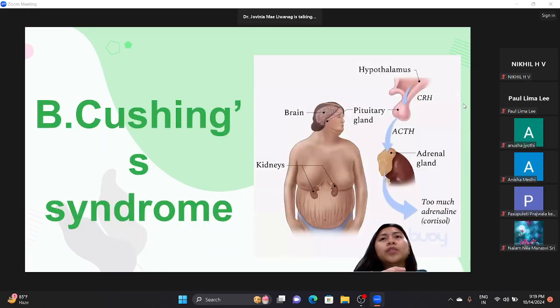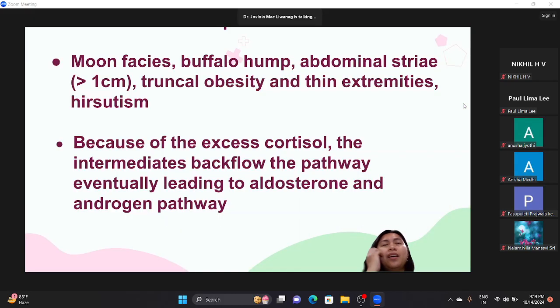So next example is Cushing syndrome. This is common. You will see patients with Cushing syndrome in the outpatient department. So what's your clue for Cushing syndrome? Number one, moon facies. So they're like this. And buffalo hump, you can see at the back. Abdominal striae, usually more than 1 centimeter. They have truncal obesity, but they have thin extremities, plus hirsutism. It's because of the excess cortisol.